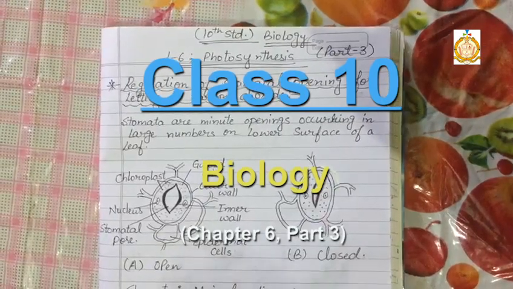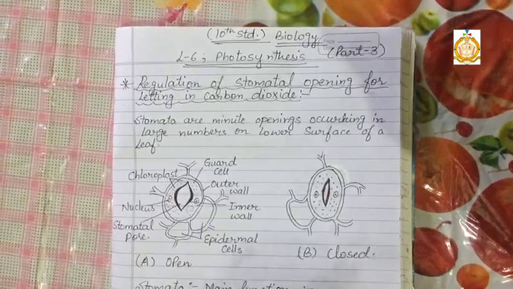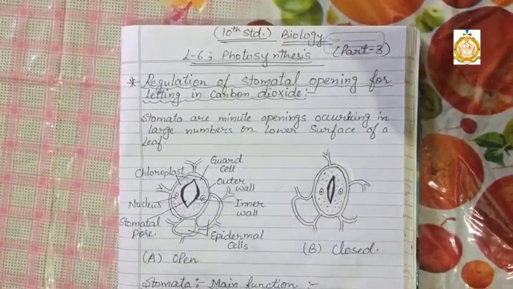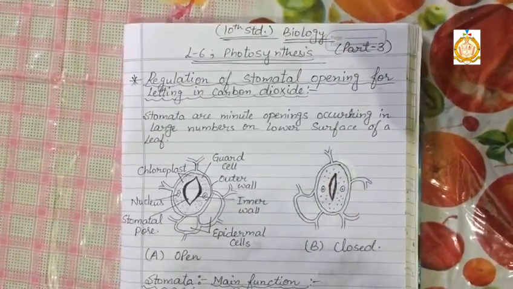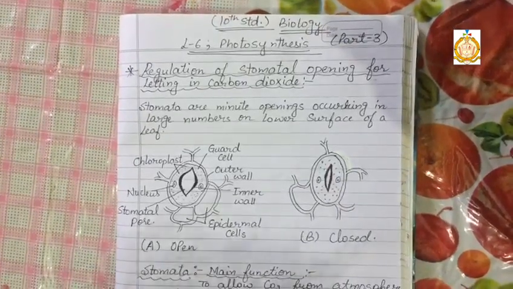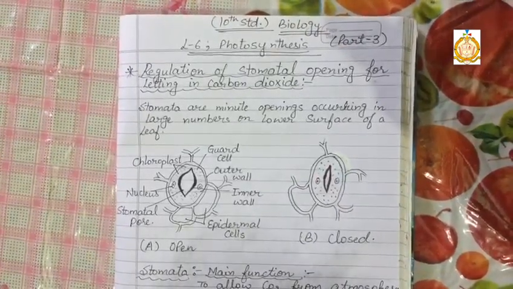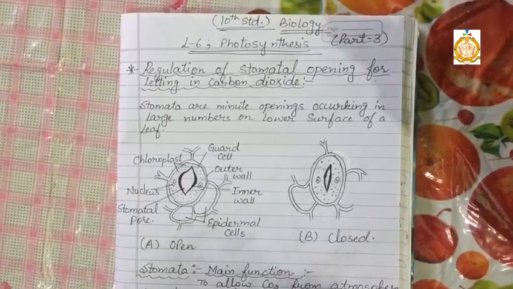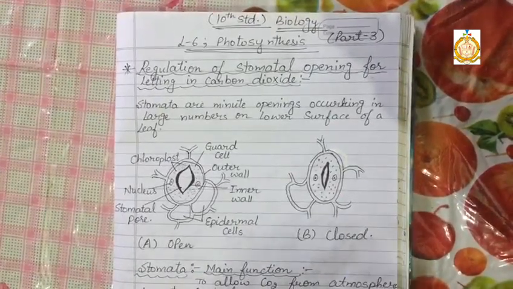Hello everyone, I am Kajal, your bio teacher, and today we are going to discuss the 6th chapter of the 10th standard students, photosynthesis. We are going to continue with this chapter, and today we are going to discuss the regulation of stomatal opening for letting in carbon dioxide.